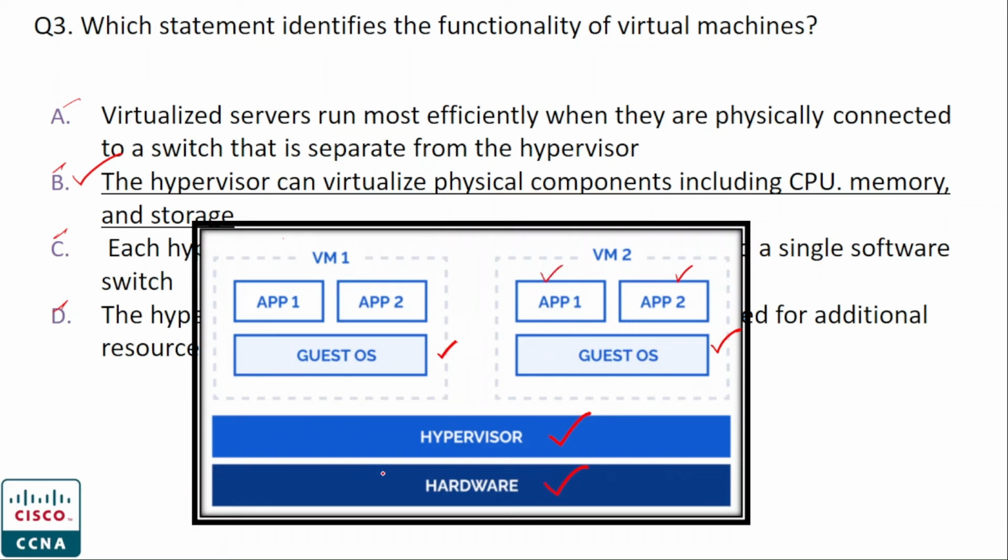So our hardware is basically virtualized, and each VM is given its own chunk of the hardware. So we can say that the hardware is virtualized by the hypervisor and presented to the VMs or the guest operating systems.